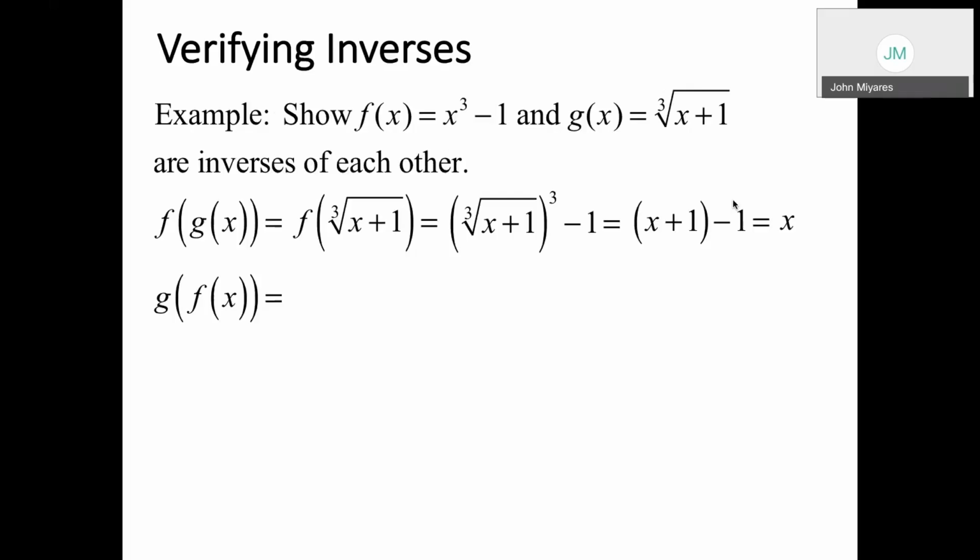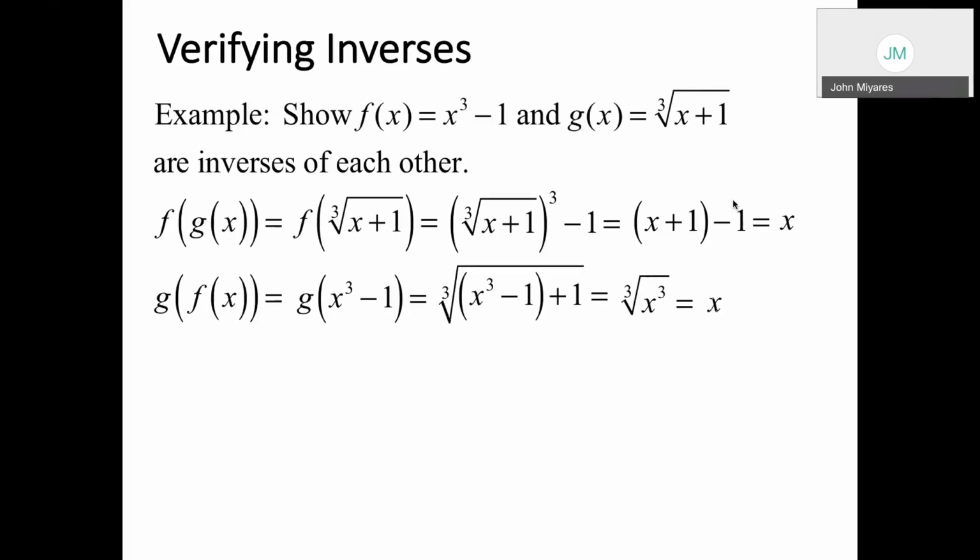When we do it in the reverse order, the f formula is being plugged into the g rule. And the g rule says to take whatever's in parentheses, add 1, and then take the cube root of the result. When we do that here, the 1's are going to cancel first, leaving you with the cube root of x cubed, and those will undo each other, leaving you with just x.